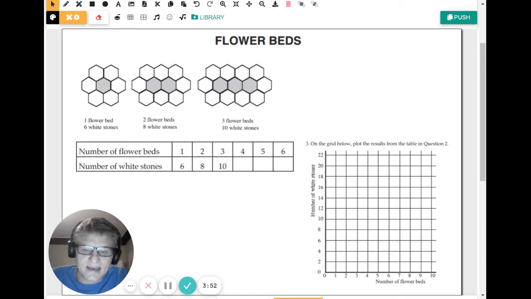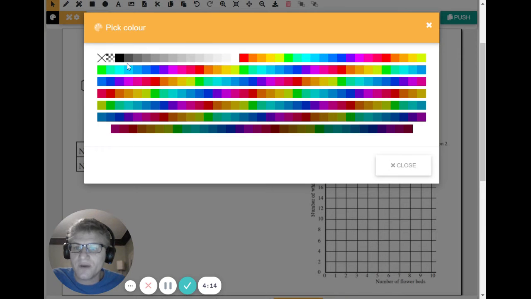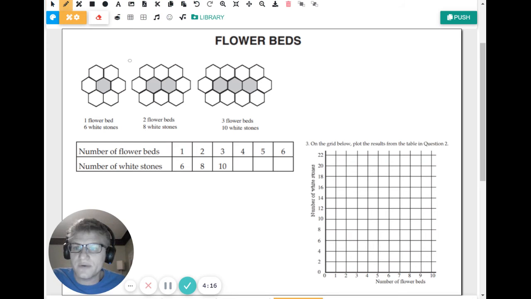Now, the thing we're adding to this one, which I like a lot, is this graph. The graph kind of shows basically this as a point. So if I was going to graph the first point, I'd say it's one flower bed. See one right here. And it takes me six white paving stones. So I put a dot right there. So for number one, I'm going to put a dot. Make a blue dot.